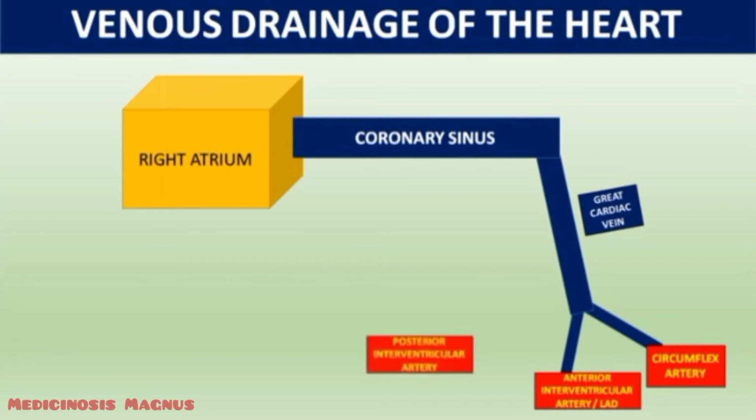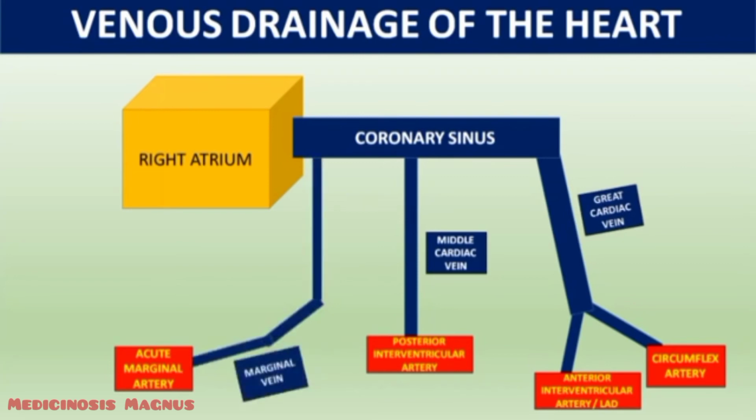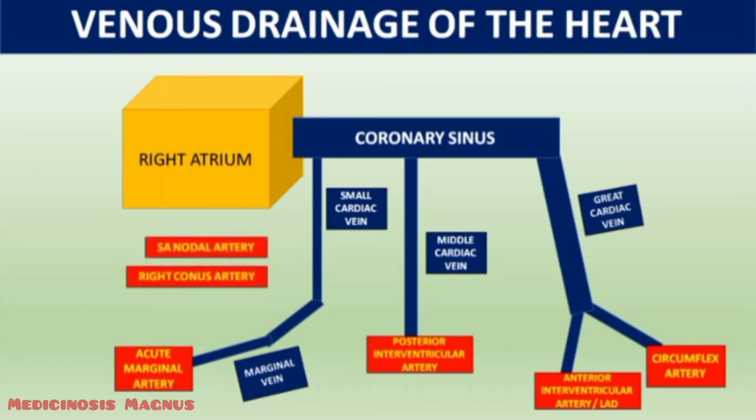Just like this, the posterior interventricular artery is drained into the coronary sinus by the middle cardiac vein, and the acute marginal artery is drained to the coronary sinus by the marginal vein. This marginal vein becomes the small cardiac vein, which goes to the coronary sinus. The right conus artery and the SA nodal artery, both of these drain to the small cardiac vein and then go to the coronary sinus. All these are the tributaries of the coronary sinus.